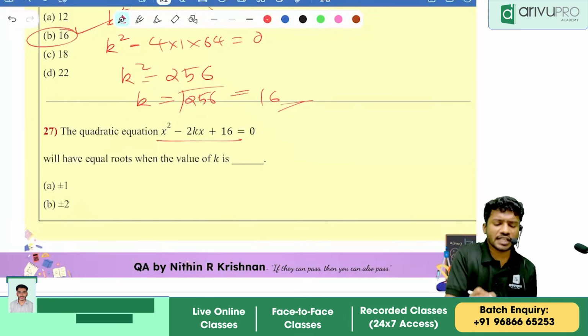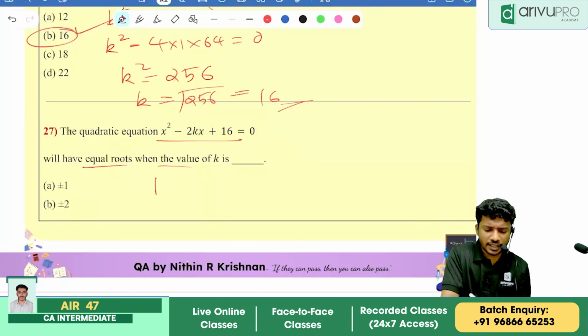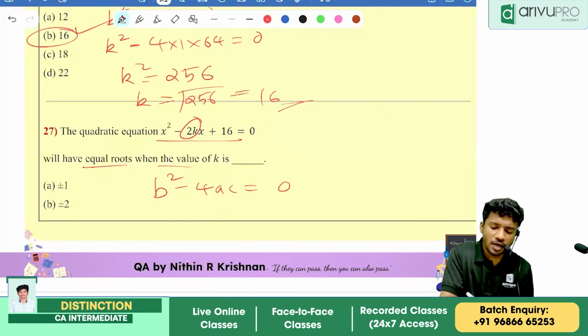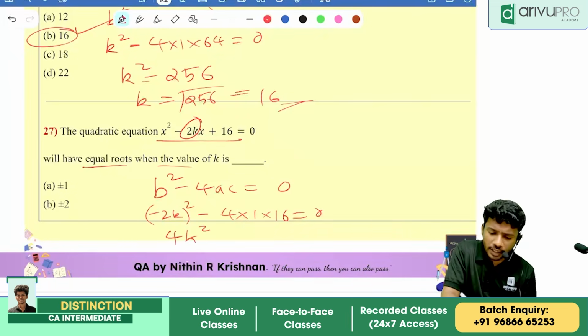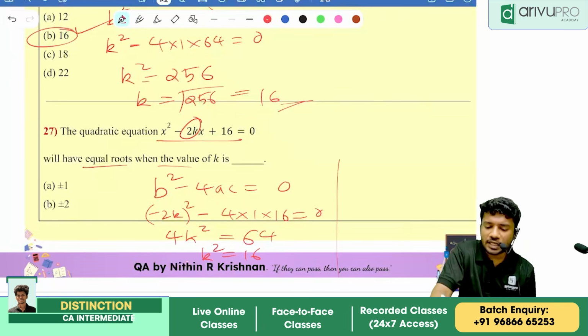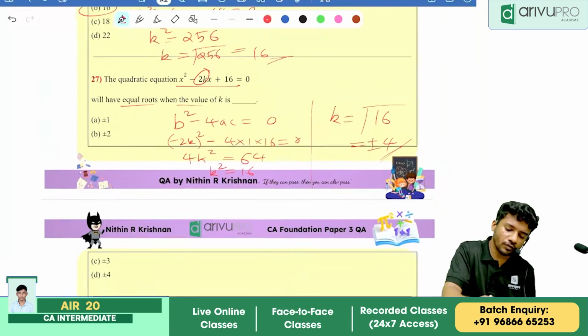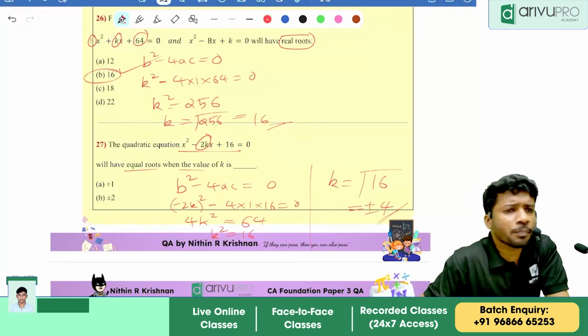The quadratic equation x square minus 2kx plus 16 is equal to 0 will have equal roots. When they have equal roots, b square minus 4ac is equal to 0. b square is minus 2k the whole square, minus 4 into 1 into 16 is equal to 0. Minus 2k the whole square will become 4k square, which is equal to 64. k square is equal to 16. k is equal to root of 16, that means plus or minus 4. Option D is the answer. Why did I put plus or minus 4?